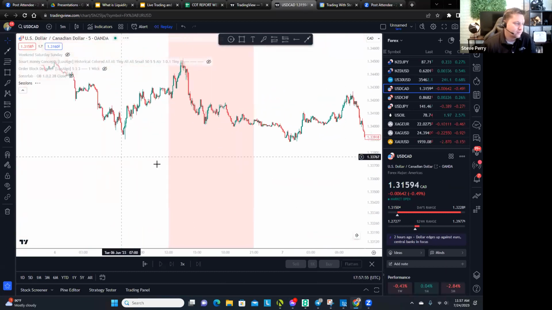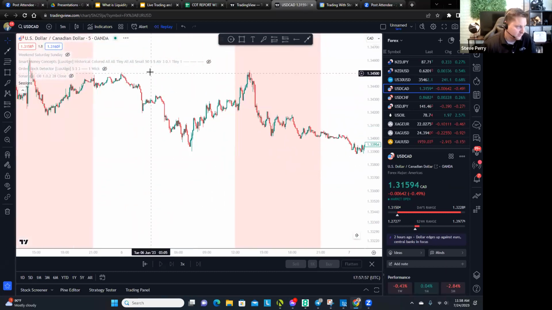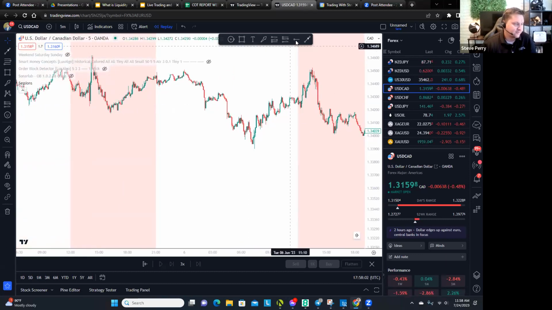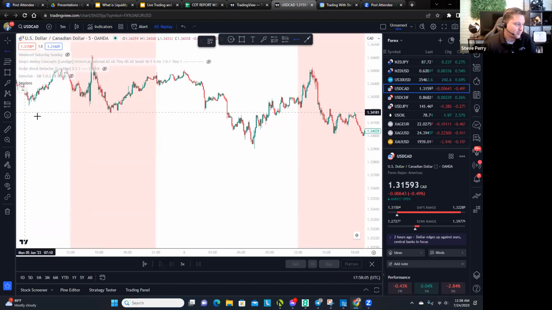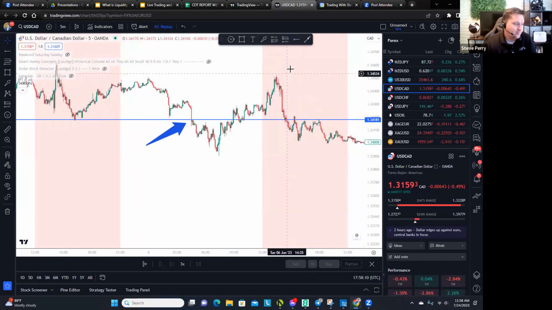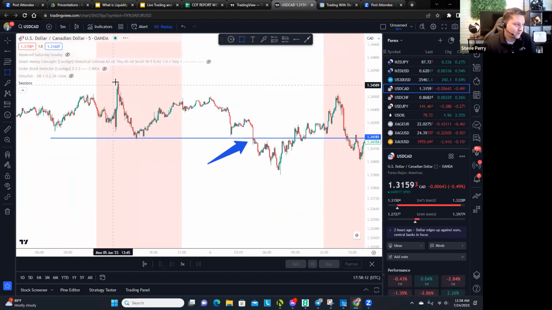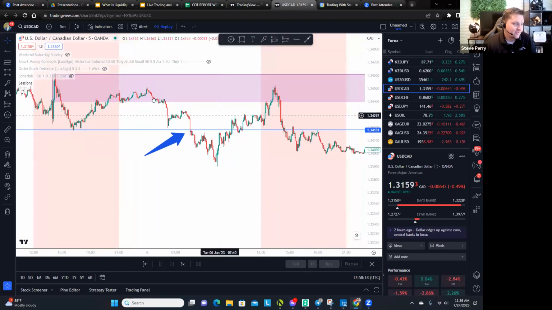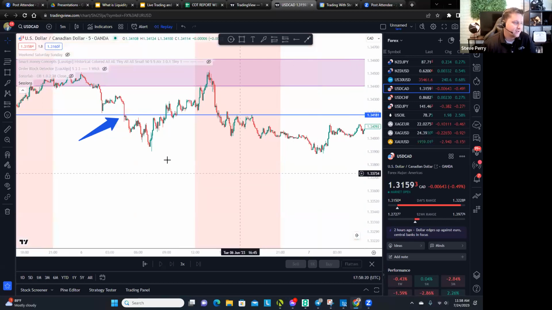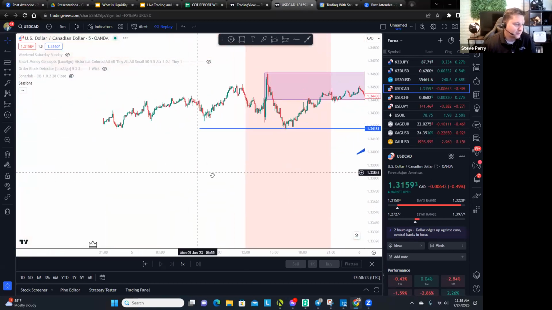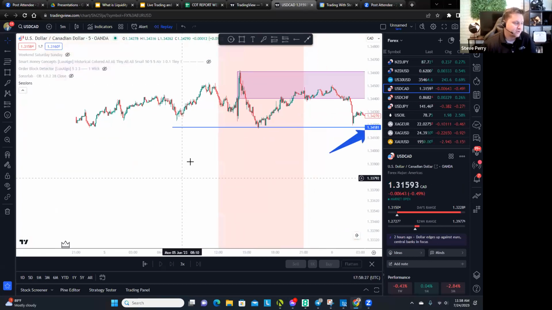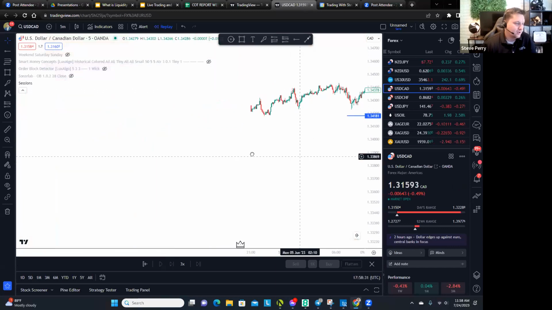Over here, this one's interesting. Yeah, this one is very interesting. The previous day broke structure here, came back up, basically mitigated this whole zone, mitigated this, and then it was down the rest of the day. This one, there's really not a breakout up or down. I guess you could have found an opportunity either way. And that's as far as I can go.